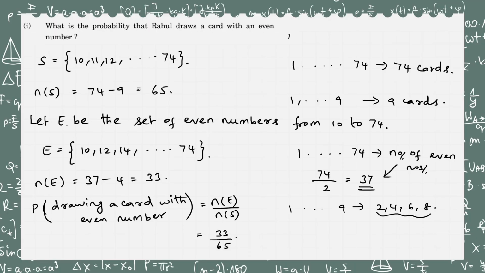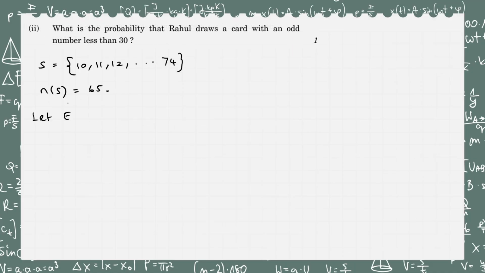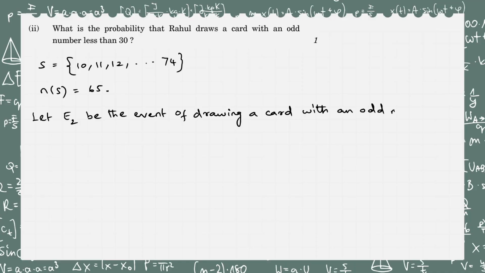Okay, let us call this event E1. Everywhere I am changing this to E1. Now I am going to call this event E2. Let E2 be the event of drawing a card with an odd number less than 30.